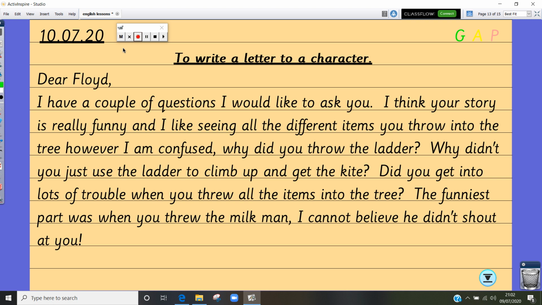Okay, there's the end of my letter. So mine's quite short and I've obviously got a little bit more work to do on my letter, but let's have a look and see if my writing features are included in the letter that I have written here. So I'm just going to put my pen on. So firstly, we need to start with who you are writing to. So mine starts with Dear Floyd. Dear has got a capital letter and so has Floyd because Floyd is his name.